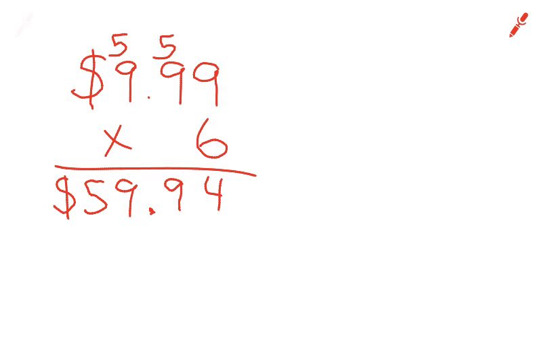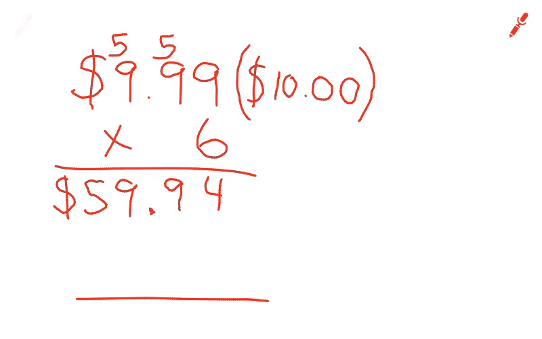Now we need to figure out our estimated answer. In parentheses to the side, I want you to write the estimate of $9.99. What is $9.99 close to? Well, it's real close to $10. So I want you to write that in parentheses to the side. And then for the blank down below, you're going to write what $10 times 6 is, the estimated answer. $10 times 6 would be $60. You need to write that at the bottom. $60.